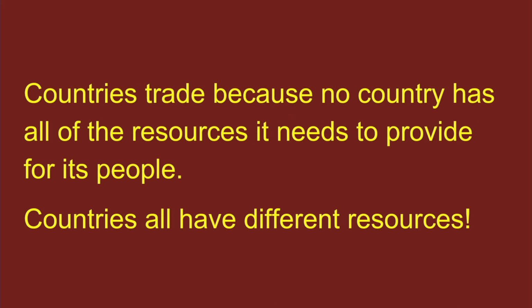So countries trade because no country has all the resources it needs to provide for its people. All the countries have different resources. You may have an abundance of trees, while another country doesn't really have that many trees. They need the lumber, they need the trees for paper, they need it for all kinds of things, but they don't have access to it. So they may trade something that they have a lot of for the things that they don't.